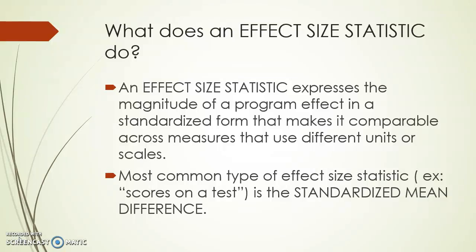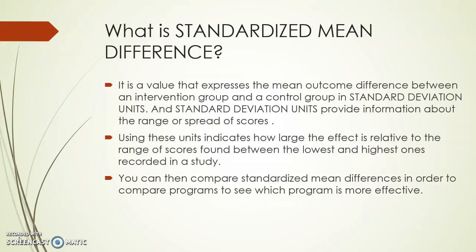So what does an effect size statistic do? An effect size statistic expresses the magnitude of a program effect in a standardized form that makes it comparable across measures that use different units or scales. So here we are unifying how we're going to express a program effect. Did this program work or did it not work? The most common type of effect size statistic is the standardized mean difference. So this is the most standardized tool, the standardized mean difference.